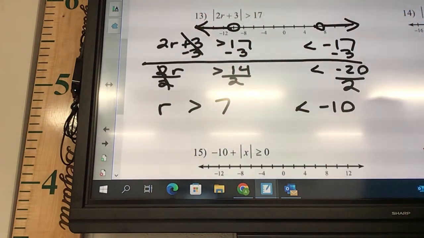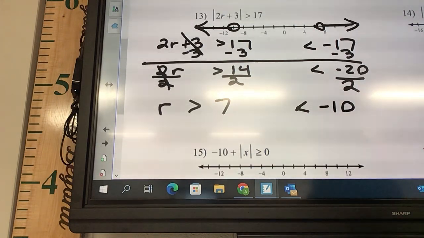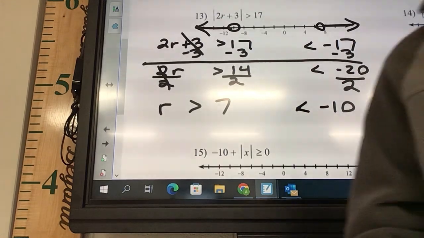Okay, you're also going to cross off 15 and 16. Yep, you guys are going to do the rest.